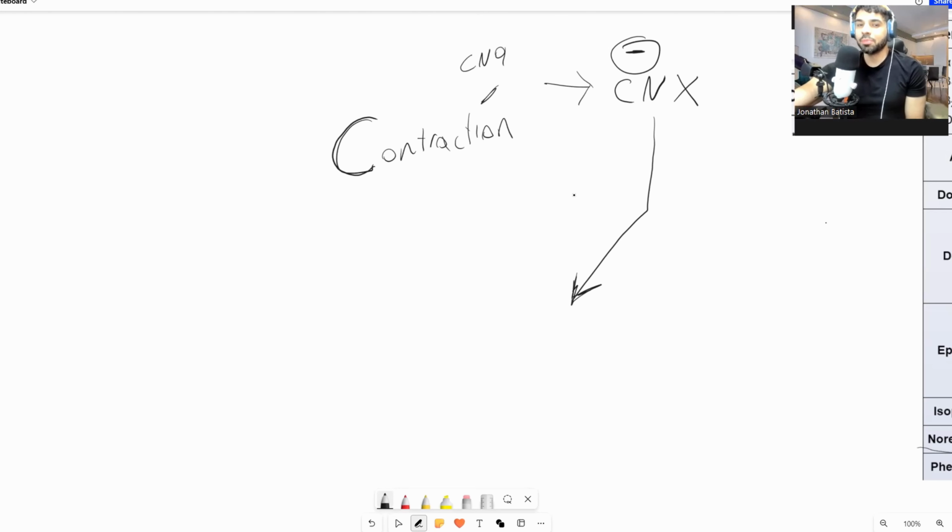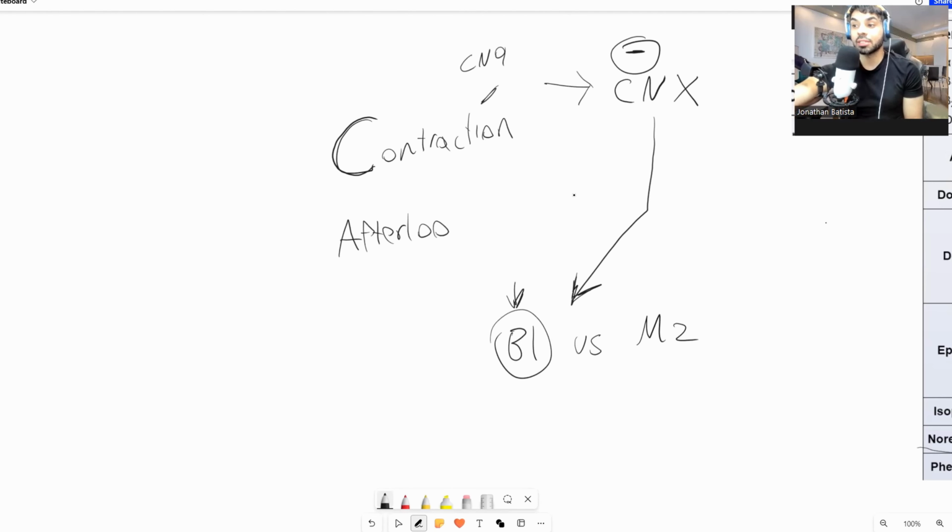So yes, sympathetic system does thrive here because beta 1 wins the battle versus M2. Beta 1 will win. So that is a win for the sympathetic system, but that's not really something direct. Now, when we mentioned afterload, that is directly the sympathetic system. That is directly stimulating catecholamines, norepinephrine and epinephrine. That is 100% sympathetic.